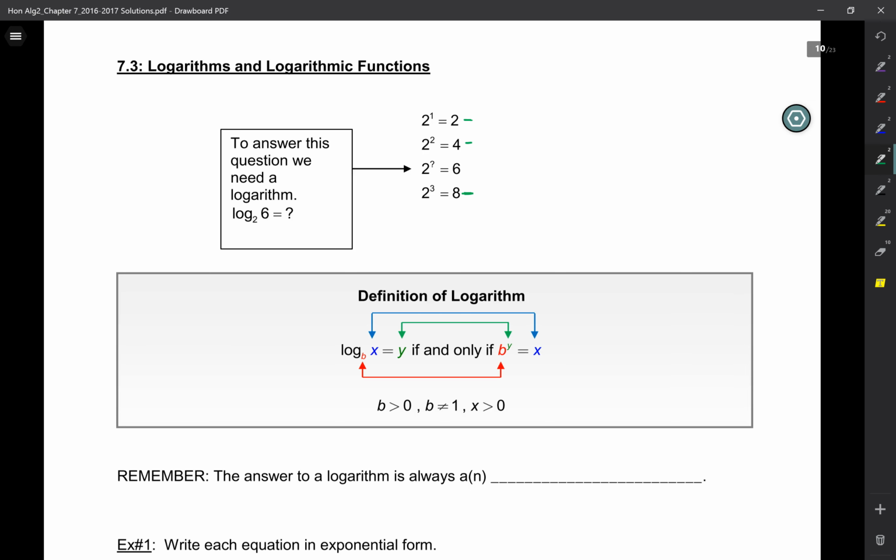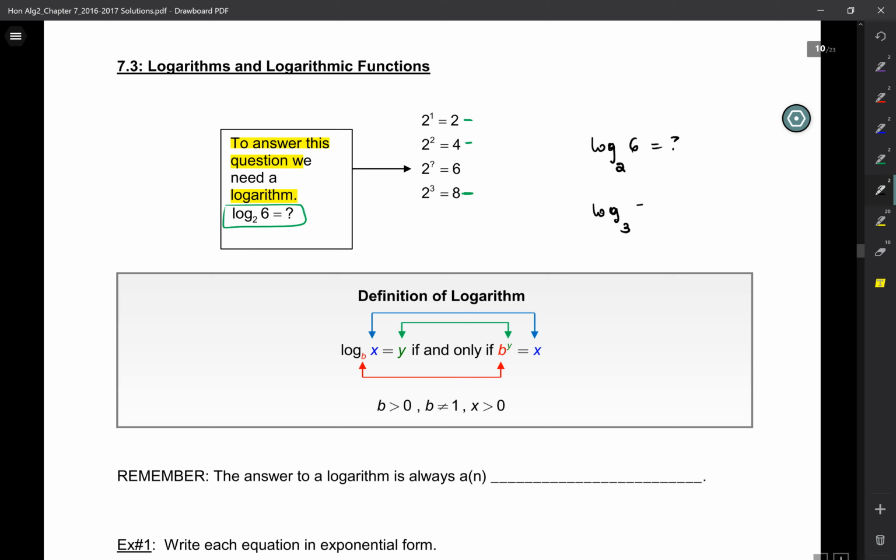So that's a logarithm. To answer this question of 2 to the power of what is equal to 6, we need a logarithm. And the way we write that is this. Log base 2 of 6 is what? Now, if I were walking down the street and I happened to see that on a billboard, log base 2 of 6 equals what? I would say, oh, somebody wants to know 2 to the power of what equals 6.